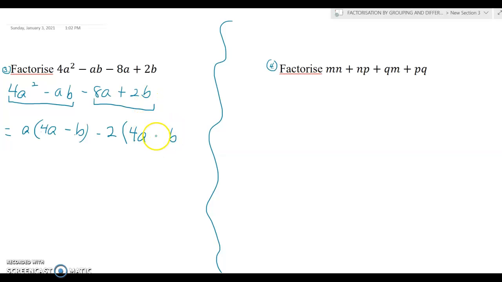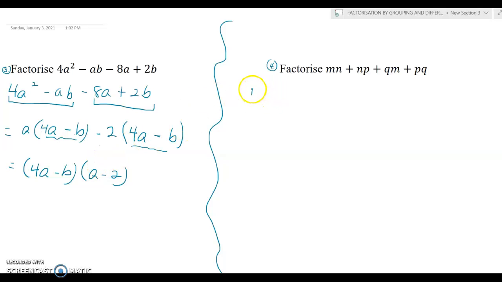But now we need to know what sign to put in the middle here. A minus by a minus will give me back this plus here, right? And now you realize that we have these same brackets, right? Which is good. So that first bracket is 4a minus b. And my second bracket is what's on the outside, which is a minus 2. So a minus 2, that comes in the second bracket.